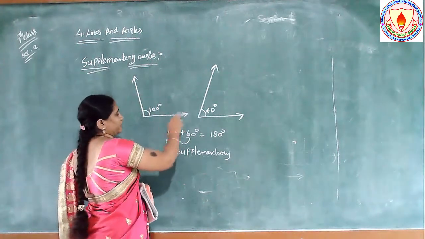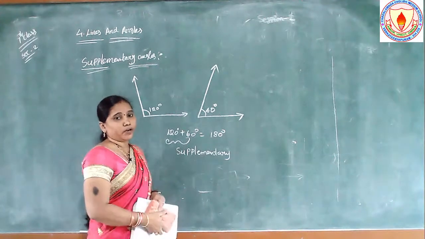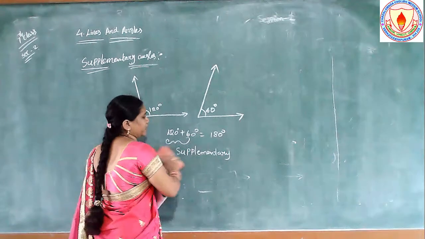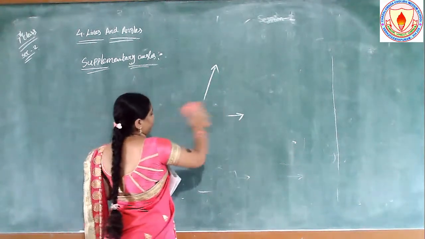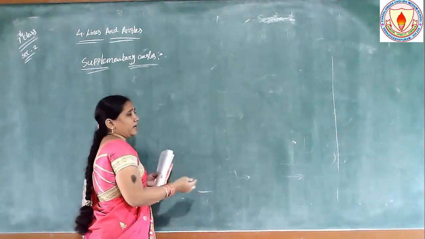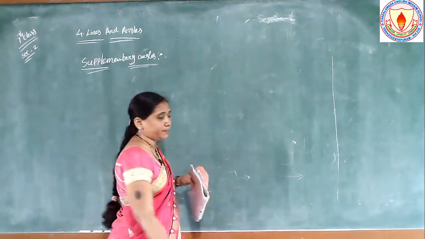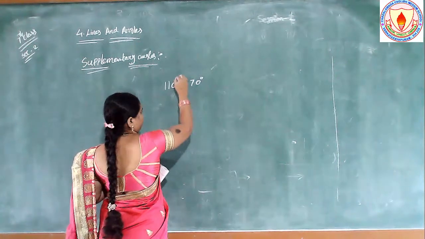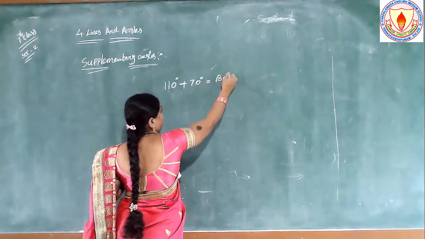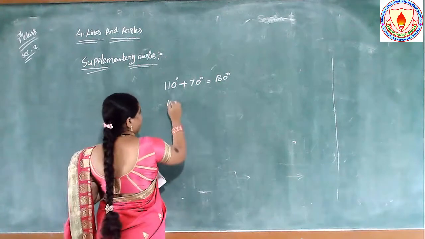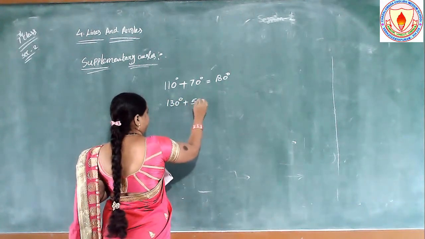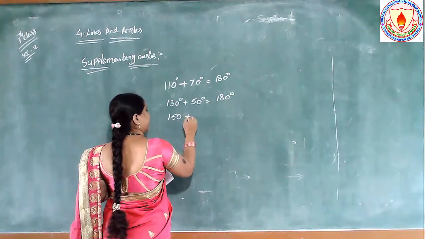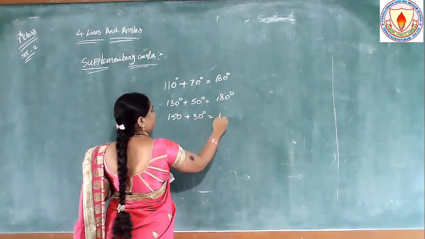So these two angles, 120 plus 60. Is this the only pair, or can there be other examples? Here there are so many examples. In the textbook they ask to write any 5 examples of supplementary angles. Suppose you take 110 and 70, both add to 180. This is one pair of supplementary angles. Suppose 130 and 50, this is also one pair. And 150 plus 30 is another pair.